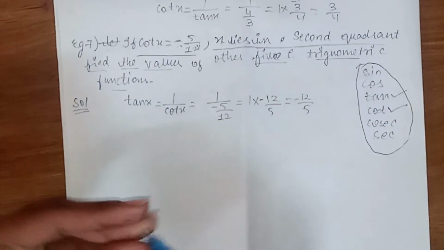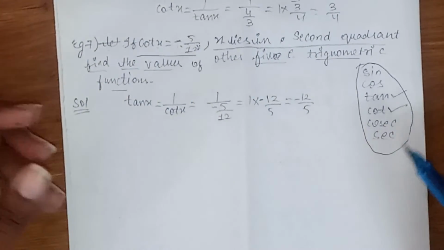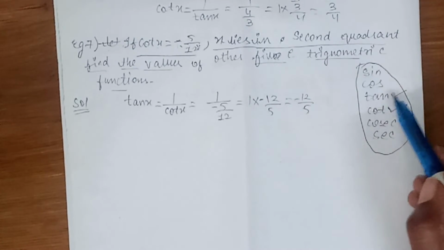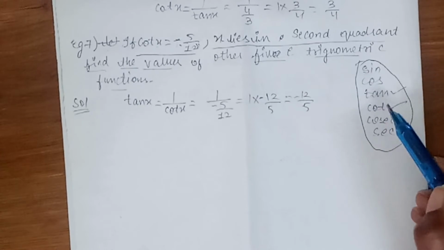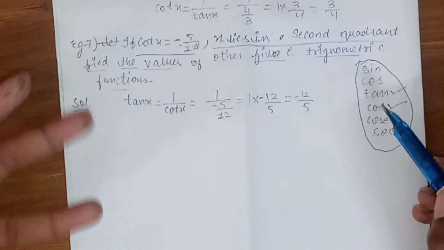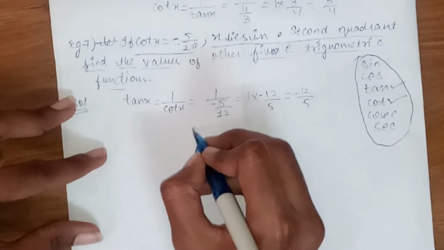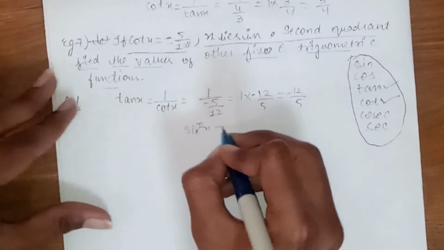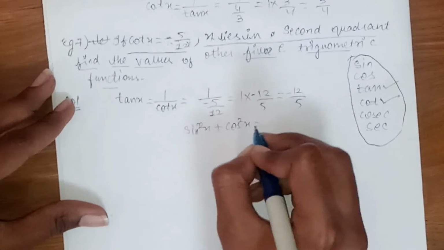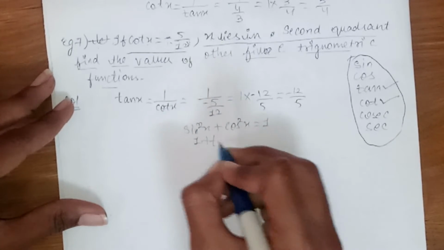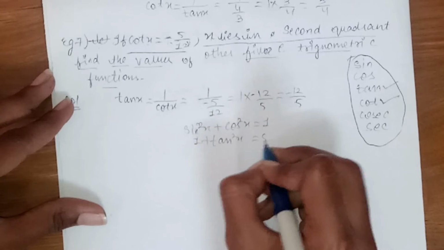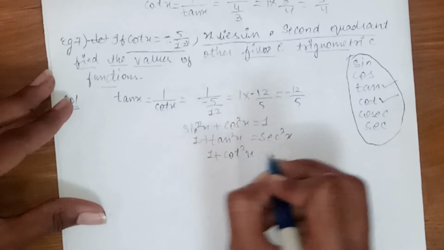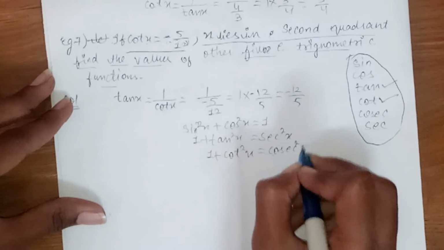So how are we going to find the value of sine, cos, cosecant, secant? Same procedure using the trigonometric equations. When we know the values of two functions, that is tan and cot, which equation do we have to use? Out of three equations, I am going to write again. See, sine square x plus cos square x is equal to 1. 1 plus tan square x is equal to secant square x. 1 plus cot square x is equal to cosecant square x.